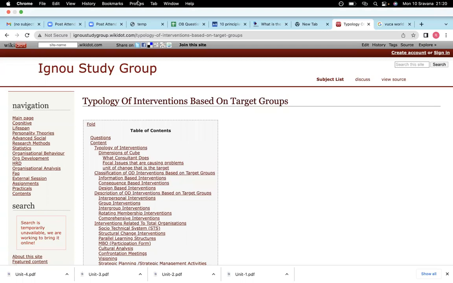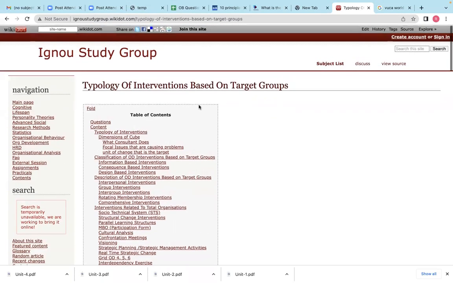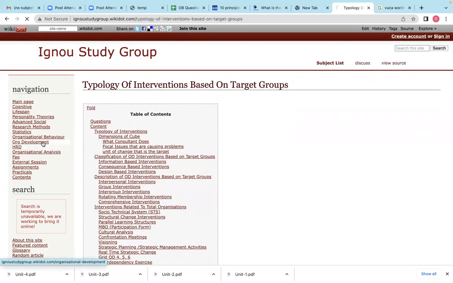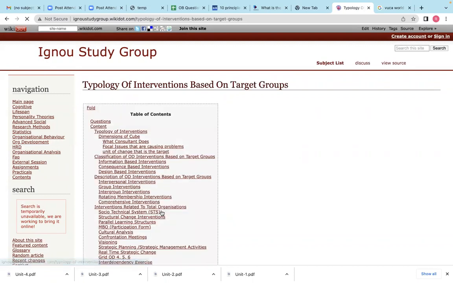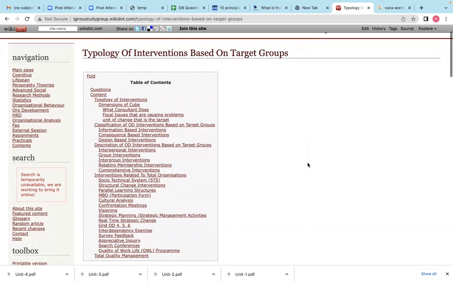Okay, so the first two units were more about what intervention is and the high level classification of intervention. That is what we went through. Now we are going into the next level of detail as far as these interventions are concerned.